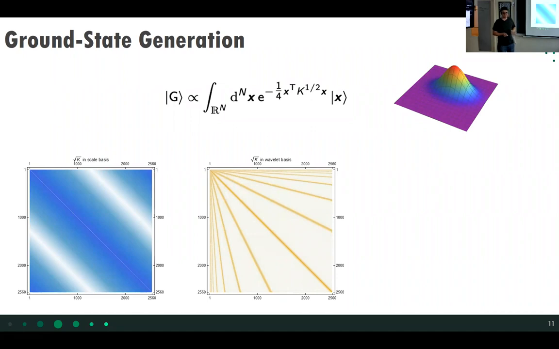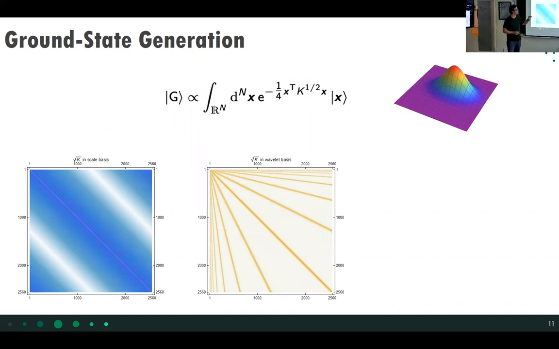Can you explain what the axes are, what these plots are? These plots represent the matrix, and the color of the plot represents the value of the matrix. The matrix that we have is the K to the half on the top of the exponential, which is the covariance matrix of the ground state of the quantum field theory, the free part of the quantum field theory.